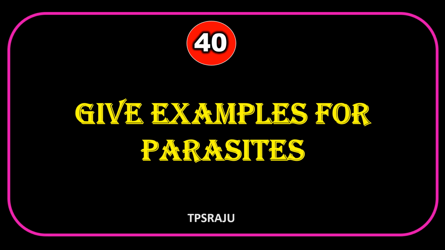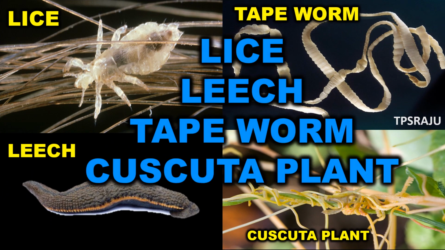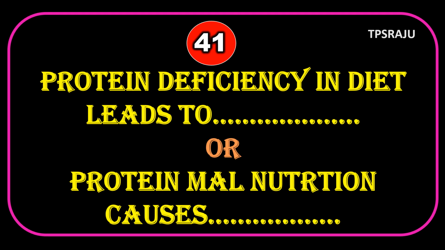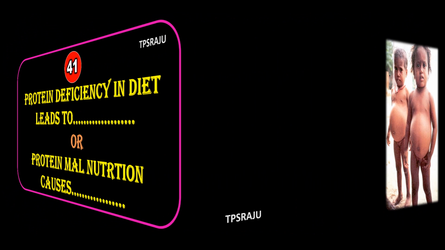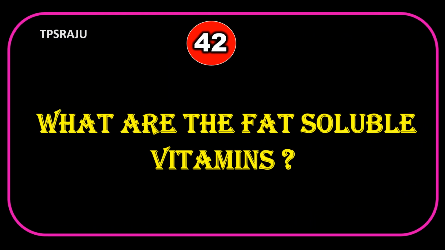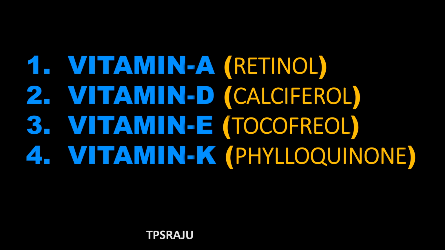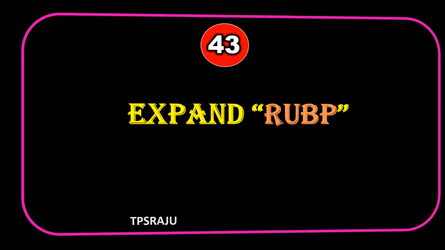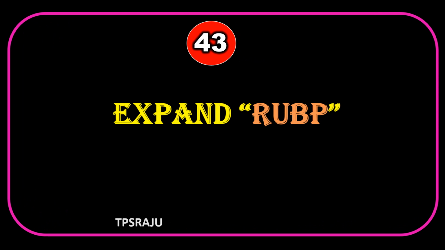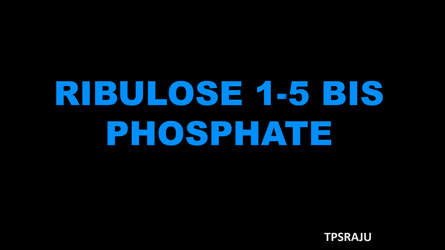Give examples for parasites. Lice, leech, tapeworm, cuscuta plant, etc. Protein deficiency in diet, or protein malnutrition, causes kwashiorkor. What are the fat-soluble vitamins? Vitamin A, D, E, and K. Expand RUBP. Ribulose 1,5 bisphosphate.